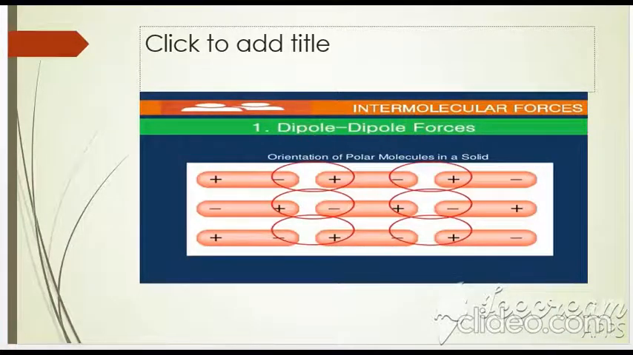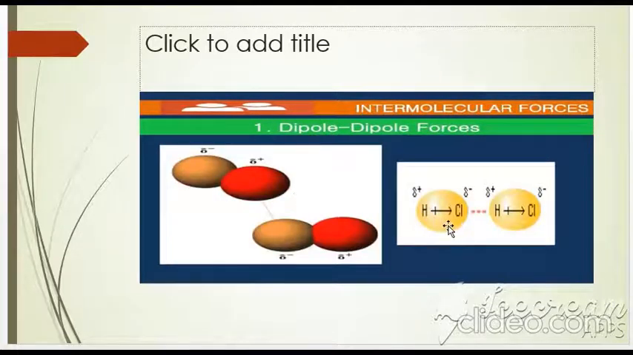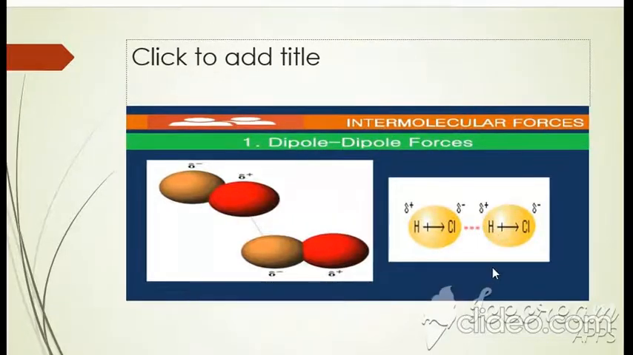When one dipole, just like HCl, comes close to another dipole. Look at this. This is the HCl, this is the dipole, this is the permanent dipole. When the molecule of HCl comes close to another molecule of HCl, the negative end of this pole attracts the positive end of the other molecule. So this type of forces, which are shown here as a dotted line, is called the intermolecular forces. These are the weak intermolecular forces because they are developed when the molecules come close to each other.